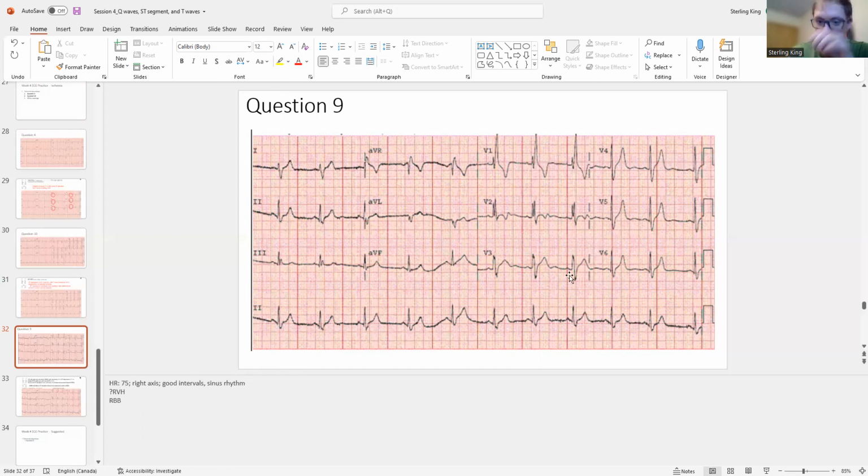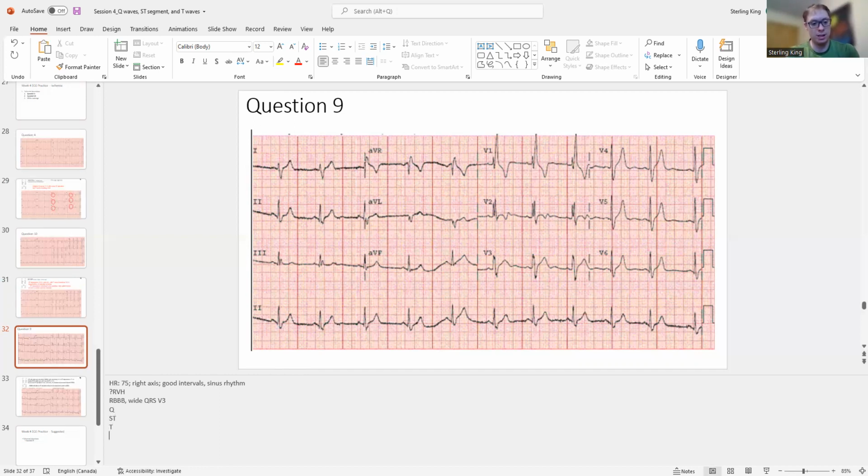Looking at this QRS, that looks wide. Looking at this one, it looks normal. This one's wide, and it's got the ears too. So I think that's a right bundle branch block. So I might change it to wide QRS, especially in V3. Okay. Skipping Wolff-Parkinson-White. Moving on to our workup for Q.